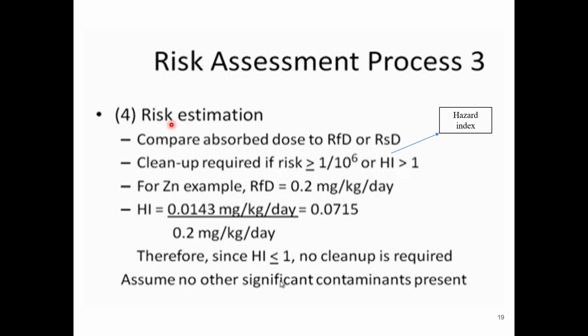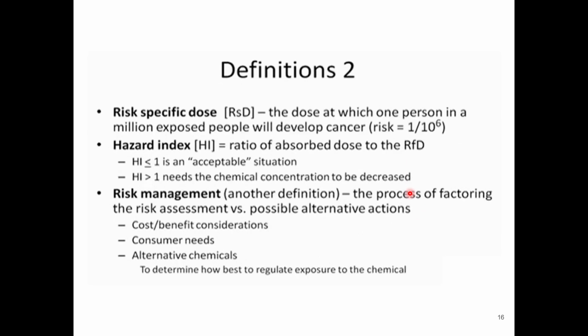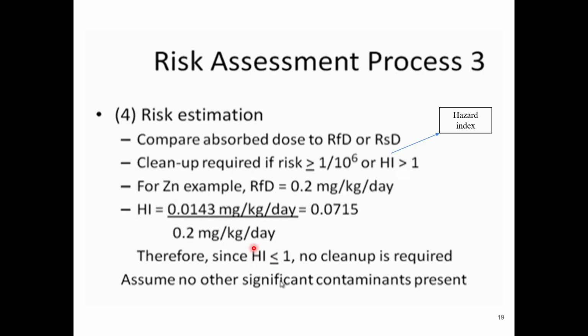The fourth step is the risk estimation. There we go for the HI, or hazard index. And if the value is greater than 1, as we just discussed, we have to reduce it: the chemical concentration needs to be decreased, or some action has to be taken. Here we compare the absorbed dose to the reference dose or RSD, the risk specific dose, and cleanup is required if risk is greater than or equal to 1 in 10 to the power 6 or the hazard index is greater than 1.